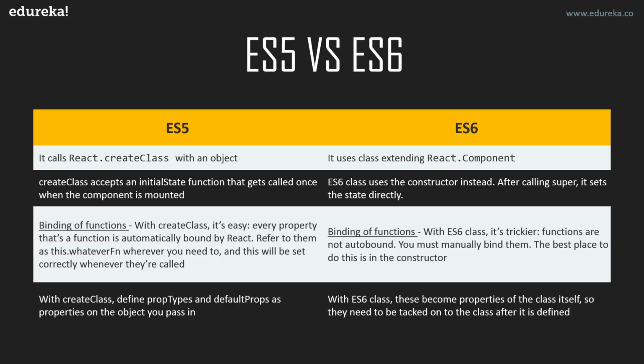With createClass, you can define the prop types and default props as properties on the object. But with an ES6 class, these become properties of the class itself. So these are the basic differences between ES5 and ES6 classes or the JavaScript standard.